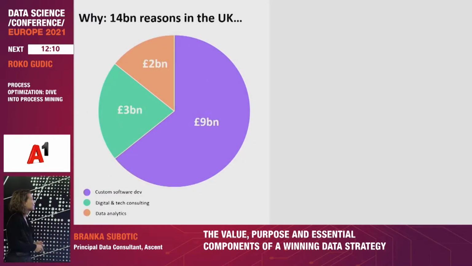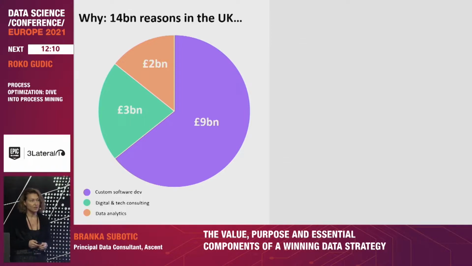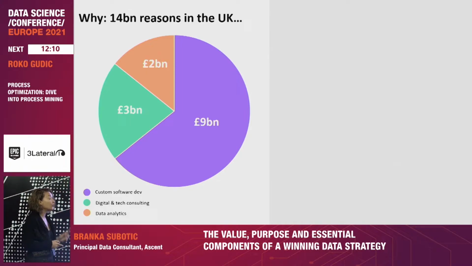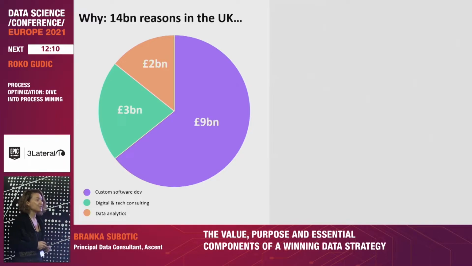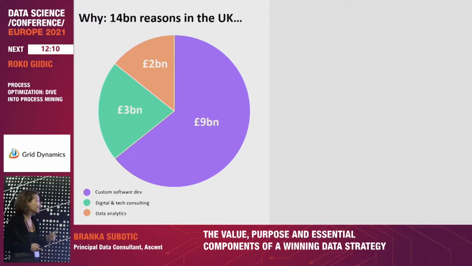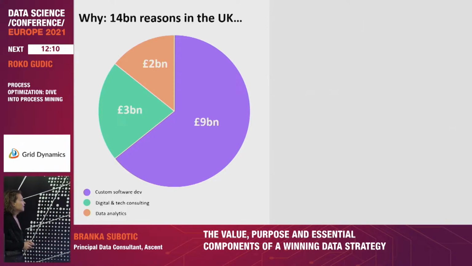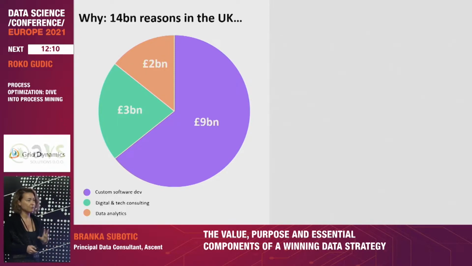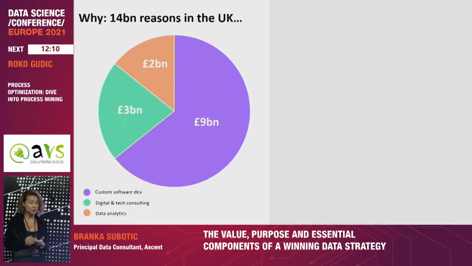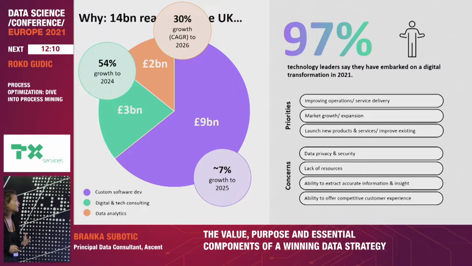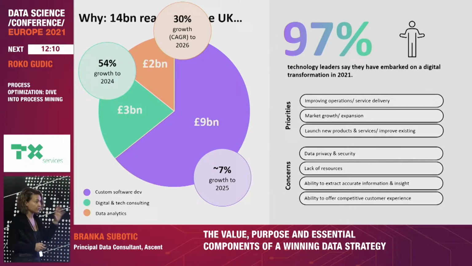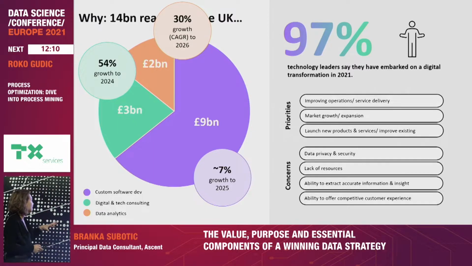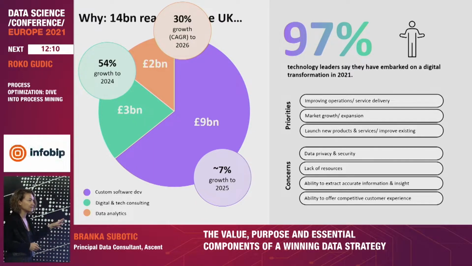So, data strategy. Why? In the UK, we say there is 14 billion reasons why you need a data strategy. I'll tell you what this is. The digital transformation market in the UK is estimated to be 14 billion pounds. It comes behind the Nordics and the Netherlands, for example. So just to give you a feel for the size of this market, most of it is custom software development. There is data consultancy there, and there is, of course, data science.